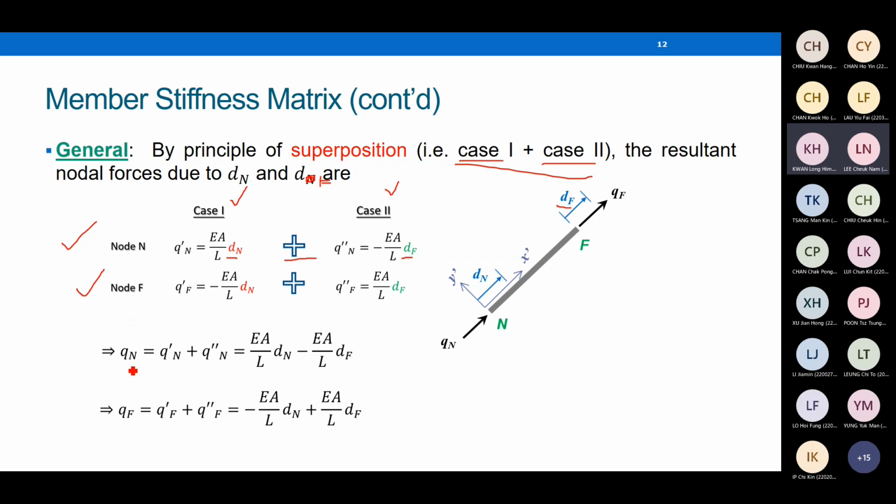The force at node N, QN, is equal to the effect due to dN and the effect due to dF. The force at node F, similarly, is equal to the combined effect of dN and dF. We have two equations for the two nodes. If you see these equations, they are arranged in a similar manner, so you can convert them into a matrix form.